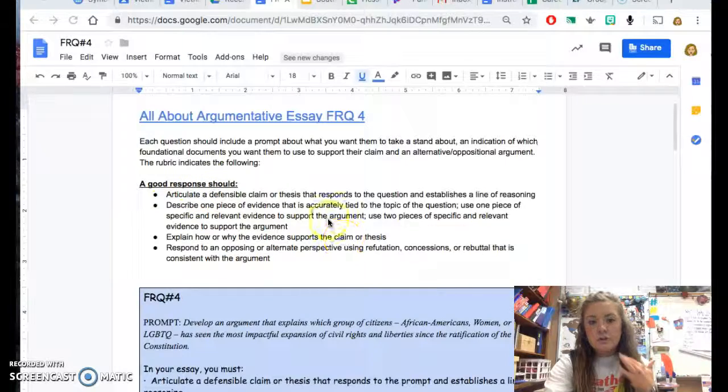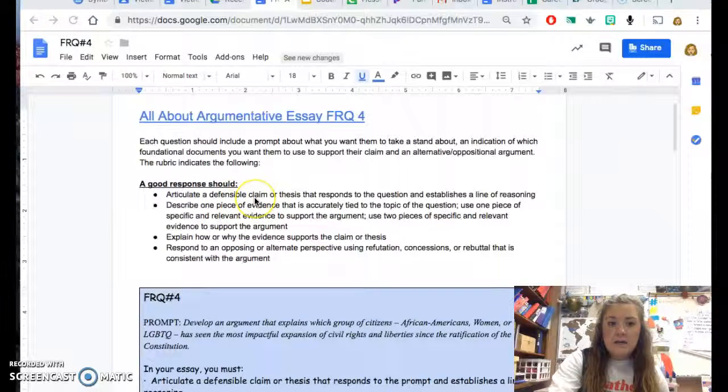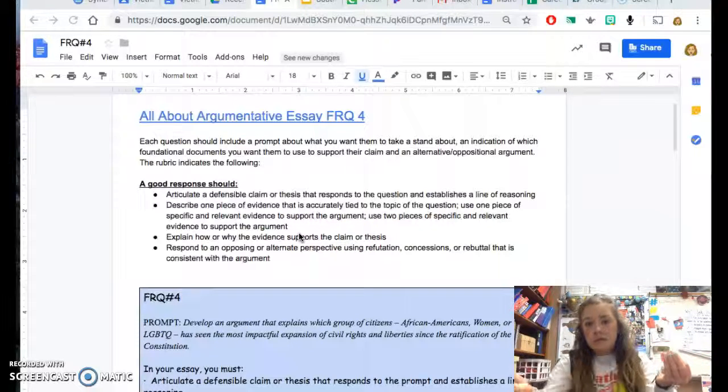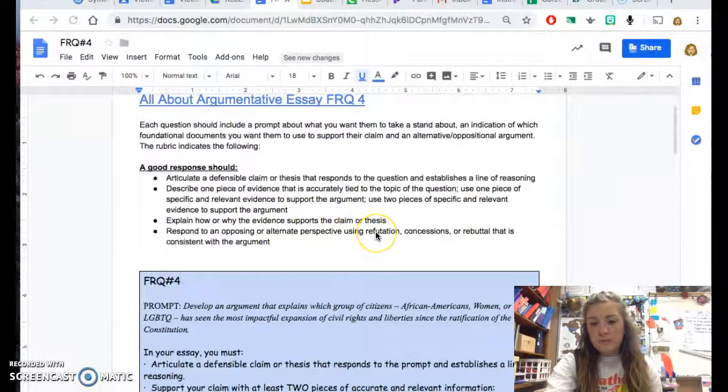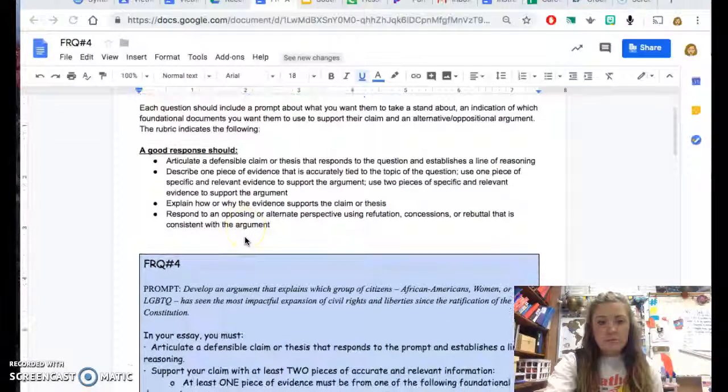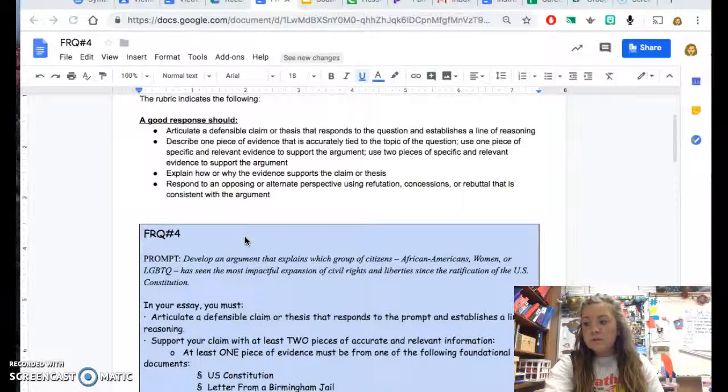Here, this is what a good response should look like, okay? Articulate a defensible claim or thesis. Get to the point, no fluff. A thesis that responds to the question and establishes a line of reasoning. Describe one piece of evidence that is accurately tied to the topic of the question. One piece of specific and relevant evidence to support the argument. Use two pieces of specific and relevant evidence to support the argument. So one piece that's required and another piece that you pull out of your wheelhouse, okay? And then explain how or why the evidence supports the claim, and then respond to the opposing or alternate view, so a refutation type of thing. Okay, this FRQ is worth a total of 6 points.